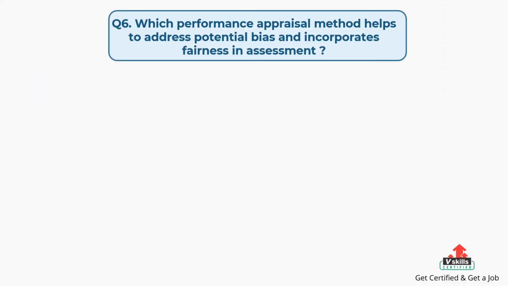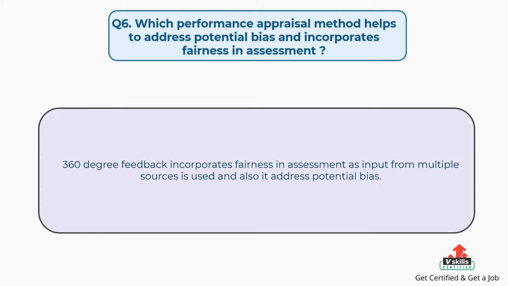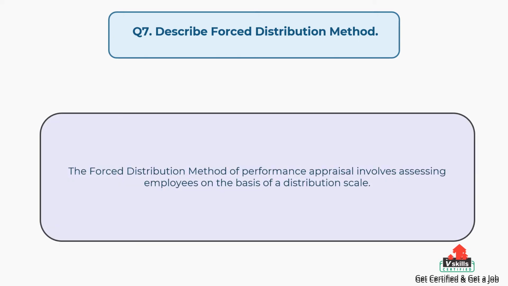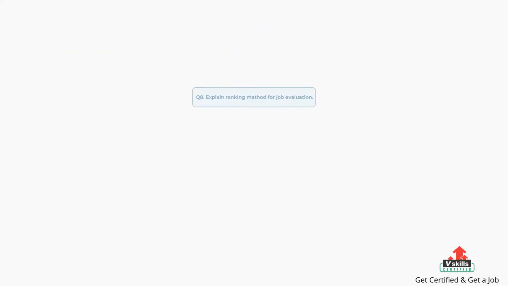Question number 6. Which performance appraisal method helps to address potential bias and incorporates fairness in assessment? The answer is, 360-degree feedback incorporates fairness in assessment as input from multiple sources is used, and also it addresses potential bias. Question number 7. Describe force distribution method. The answer is, the force distribution method of performance appraisal involves assessing employees on the basis of a distribution scale.